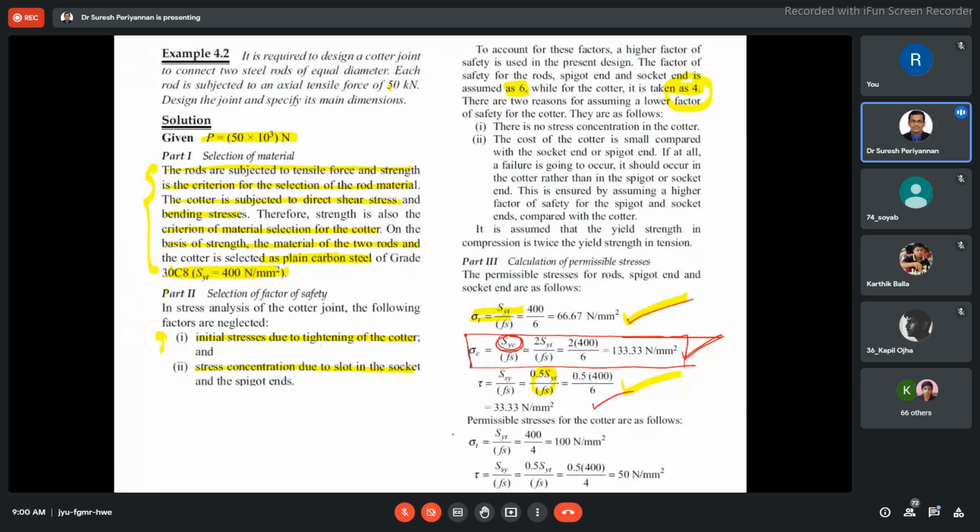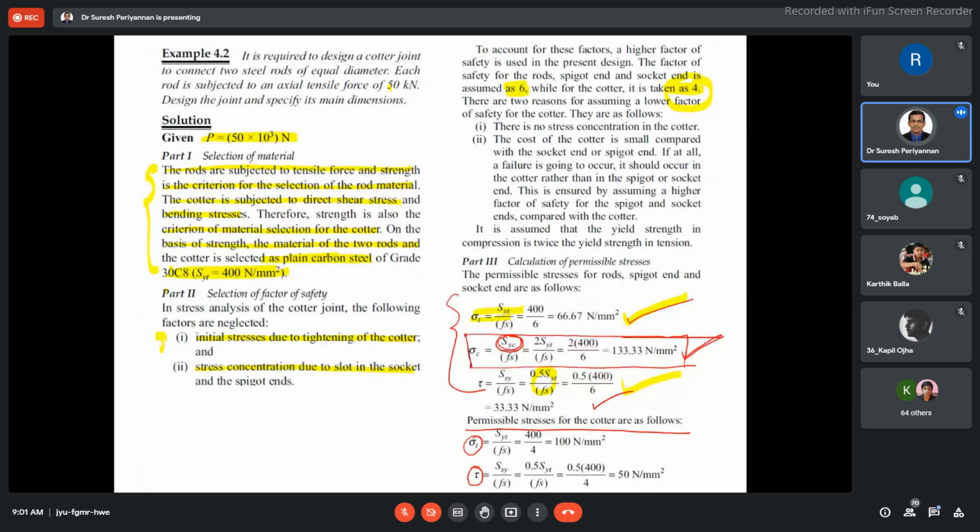Now permissible stress for the cotter. Sigma T is equal to, we know, first we come to this. This is for socket and spigot. Now I come to the permissible stress for the cotter. Only the cotter is subjected to tensile and shear. But crushing we always considered, as in the discussion we went through, crushing failure only in spigot and socket, not in cotter.